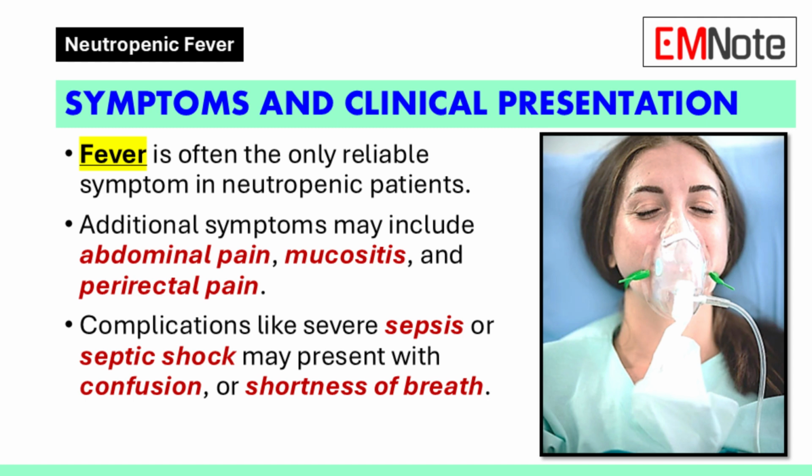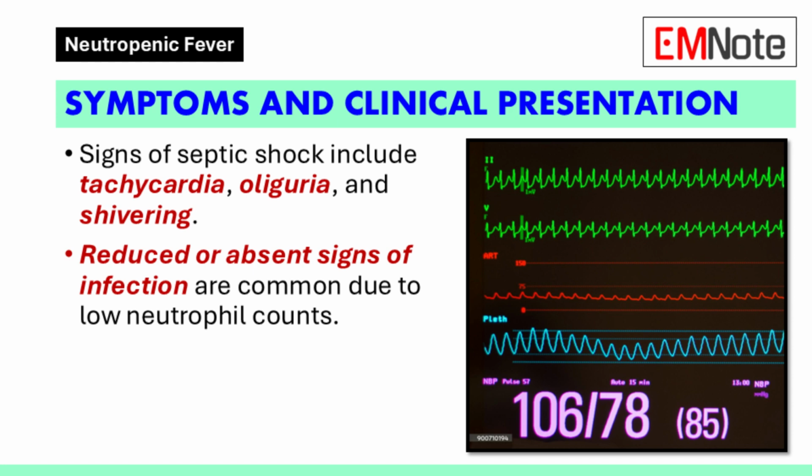Symptoms and clinical presentation. In the presence of neutropenia, the usual signs and symptoms of infection may be reduced or absent. Often, fever is the only reliable symptom. Other signs and symptoms can include abdominal pain, mucositis of the gastrointestinal tract, and perirectal pain. Some individuals may develop complications like severe sepsis or septic shock. Symptoms of these complications may include tachycardia, confusion, shortness of breath, oliguria, and shivering.